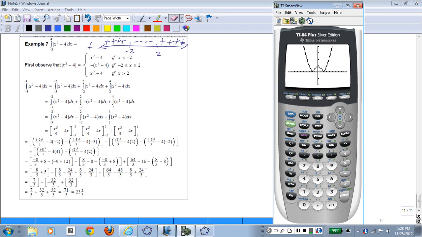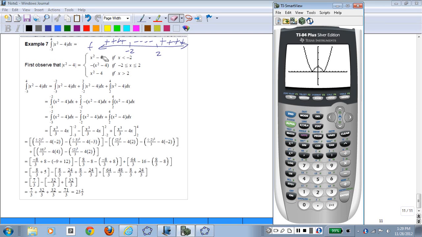So I'll just break this integral down into the pieces from -3 to -2, and then -2 to 2, and then 2 to 4, those 3 pieces. I've got a polynomial on each of those pieces, and I know how to find the antiderivative of a polynomial. Maybe not the absolute value of a polynomial, but I know how to find the antiderivative of a polynomial. So if I do this in 3 separate pieces, then it'll work.